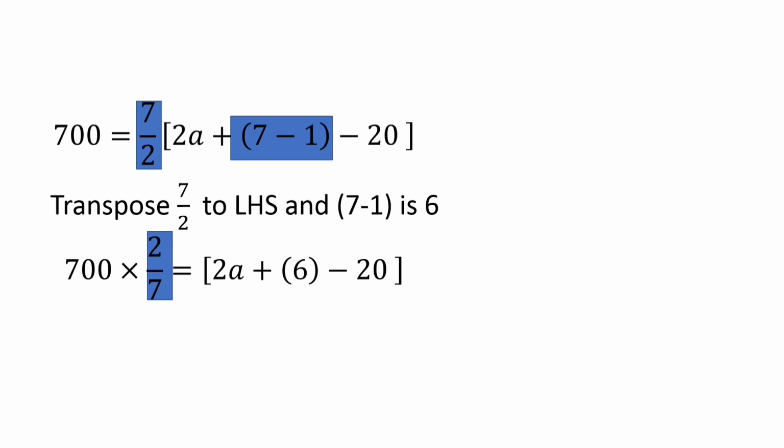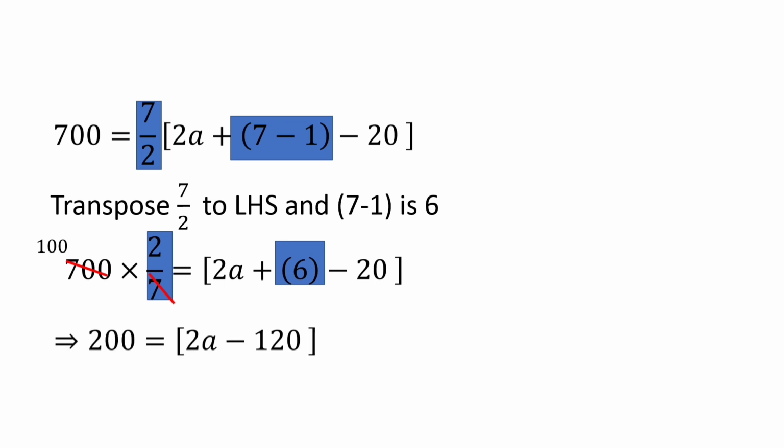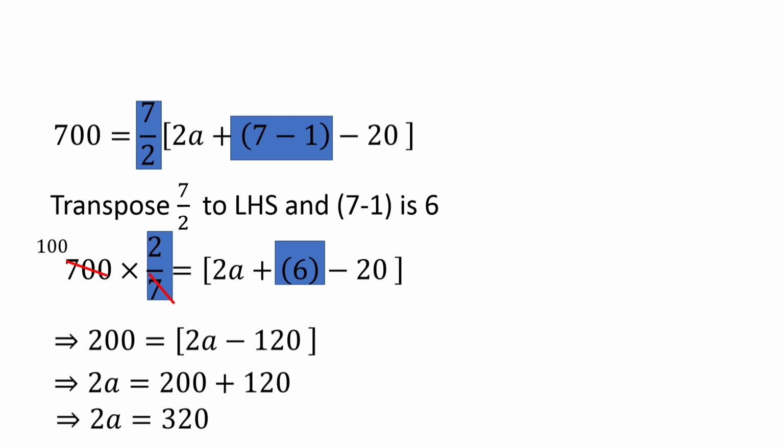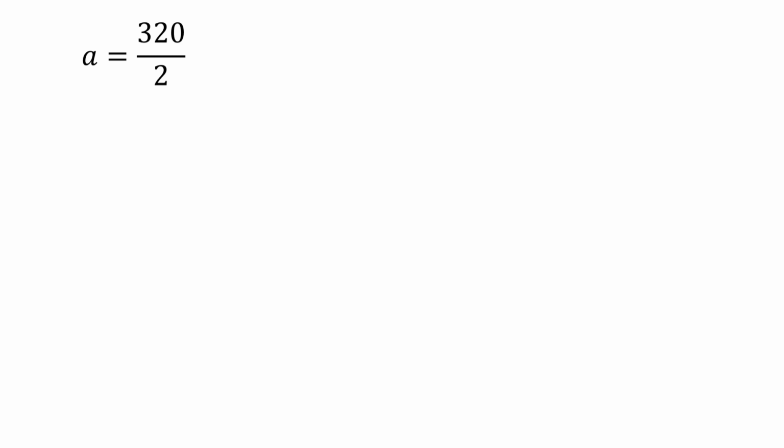So when we bring it to the LHS, it gets multiplied, divided. So 7 ones are 7, hundreds are 6 minus 6 into minus 20. In the next step, that is minus 120. 100 into 2 is 200, that is equal to 2a minus 120. Further simplification leads to 2a is equal to 200 plus 120. So 2a is 320. So a is equal to 320 by 2. So a is equal to 160.